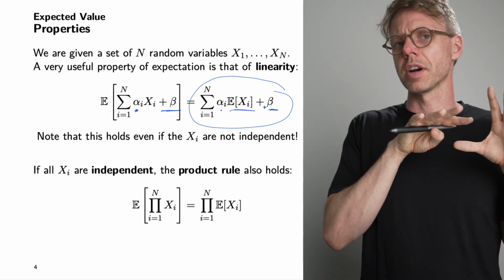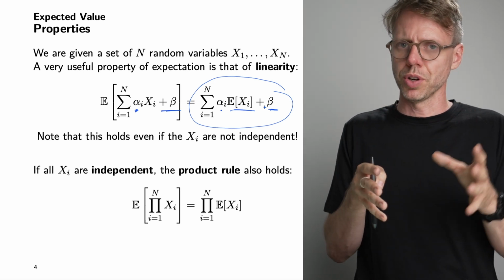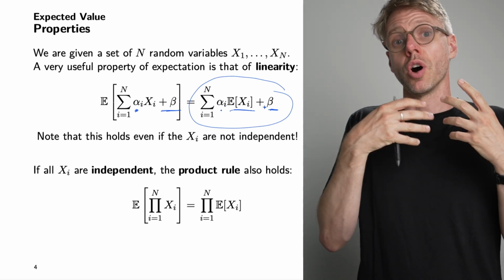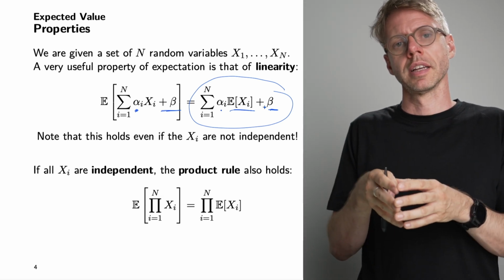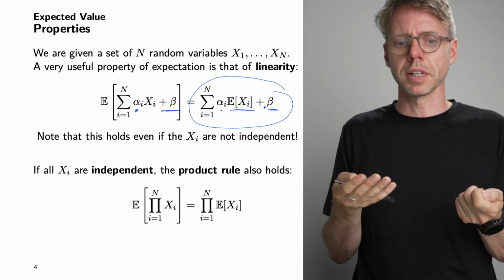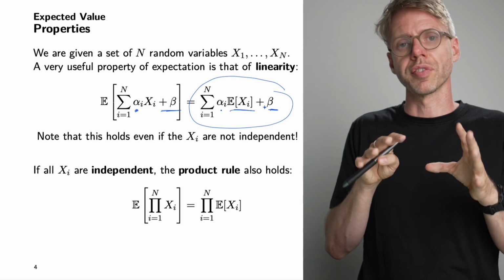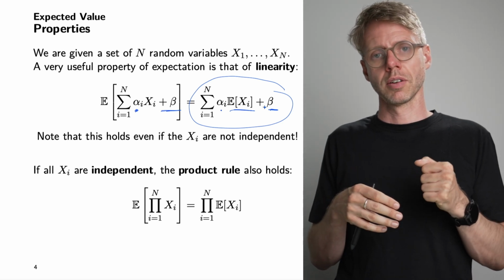If all the random variables xi are independent, we additionally get the product rule for the expected value. So the expected value of the random variable that is given by the product of n independent random variables is equal to the product of the expected values of these n random variables.